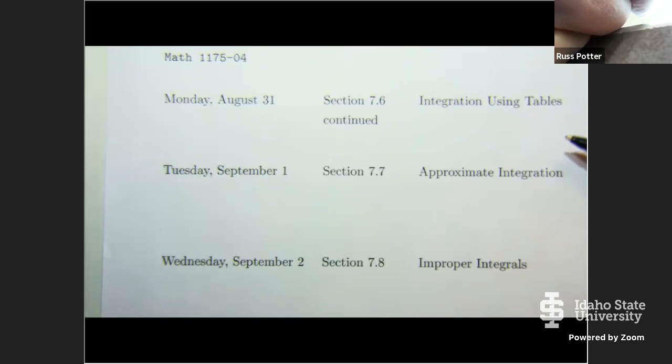Today we'll start out in section 7.6, integration using tables of integrals. You can use the one that's in the back of the textbook. There are other tables of integrals available if you don't have the textbook. Tomorrow we'll look at section 7.7 on approximate integration. And then on Wednesday, as well as Friday, we'll be in section 7.8 on improper integrals.